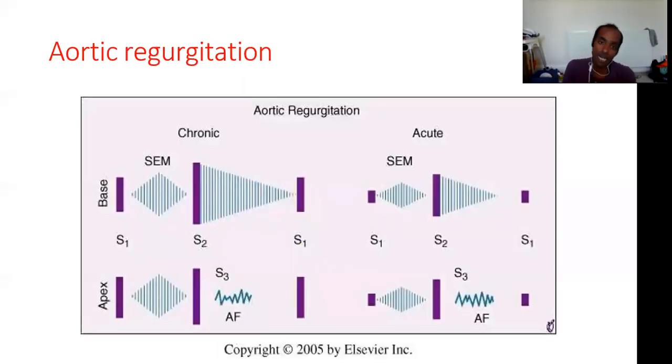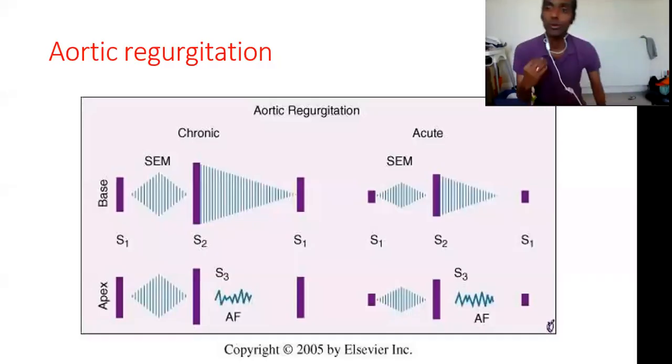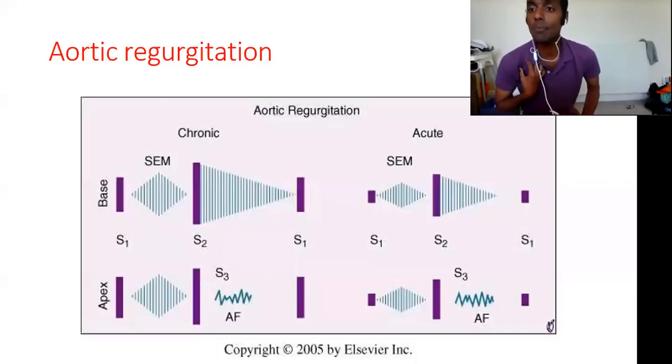Aortic regurgitation is an early diastolic murmur, best heard in this area. I'll show that to you. The aortic regurgitation murmur is best heard in something called the sash area. Sash area means the aortic area to the left mid-sternal edge.